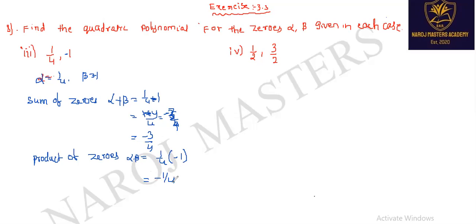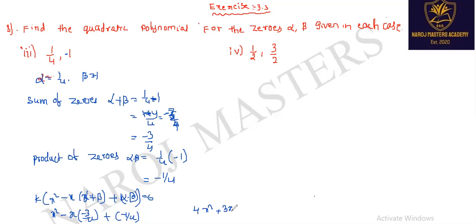Now substitute in that quadratic equation format. k into x square minus x into alpha plus beta plus alpha into beta equal to 0. Then x square minus x, and alpha plus beta is minus 3 by 4, plus alpha into beta is minus 1 by 4. Then 4 is in the denominator, so 4x square plus 3x plus minus 1. Plus into minus is minus, minus 1. This is our quadratic polynomial, equal to 0.